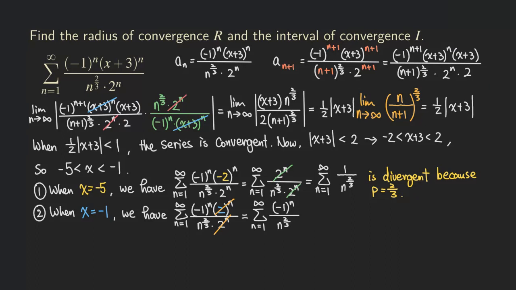And by the alternating series test, you can actually go through all those steps, right? By checking that the limit of 1 over n to the 2 over 3 is approaching 0, that 1 over n to the 2 over 3 is decreasing, and that this is an alternating series. So this is actually convergent. So we have this series, which is convergent by the AST.